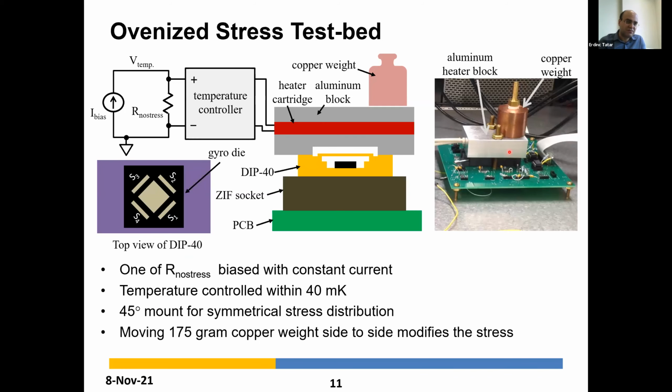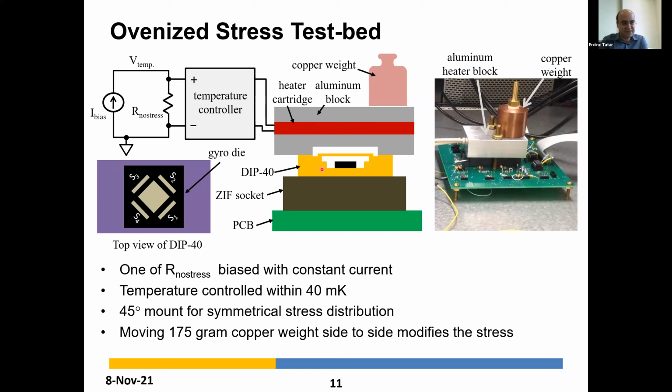So we know what a gyro is more or less. So we know what the stress sensors are. So this is the stress setup actually. So I ionize the device. So I have a heater here, a temperature controller, and a heater inside the device. I mean, the heater is outside, but the temperature sensing is on the device.